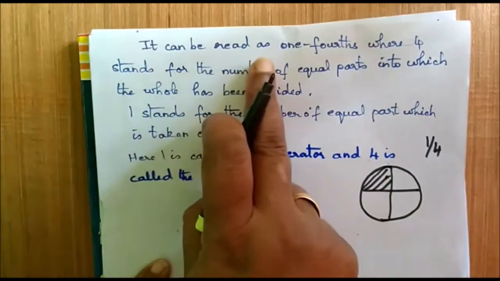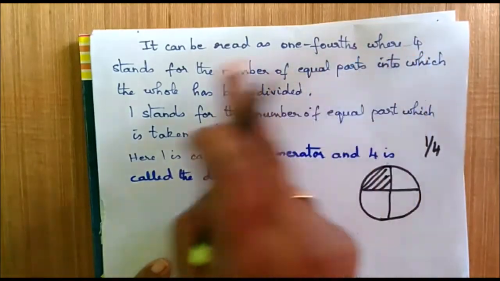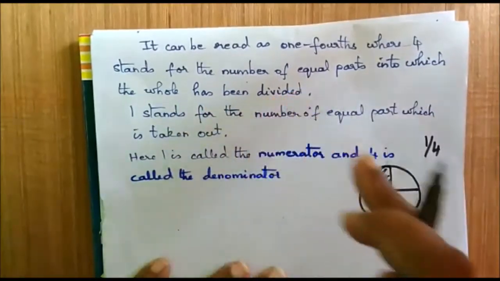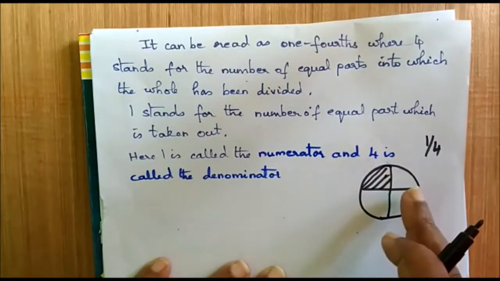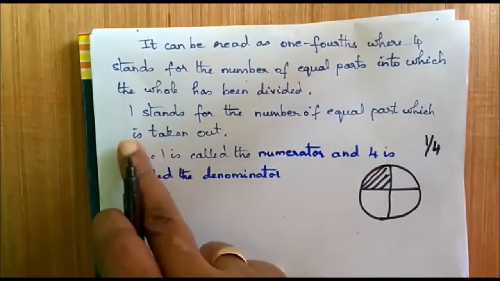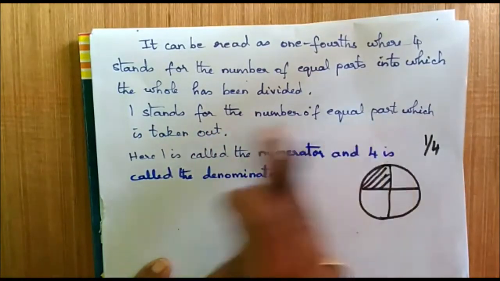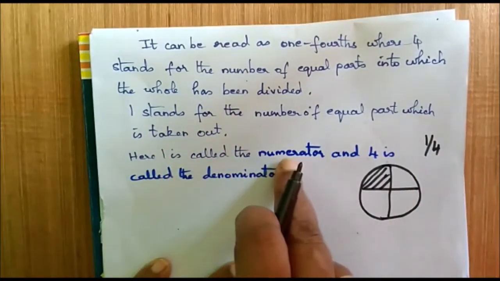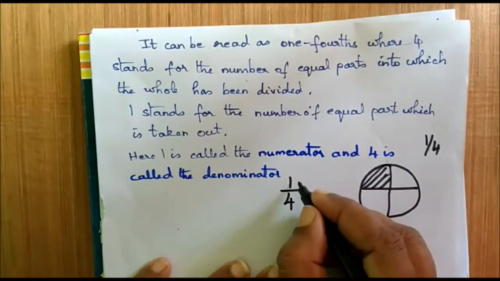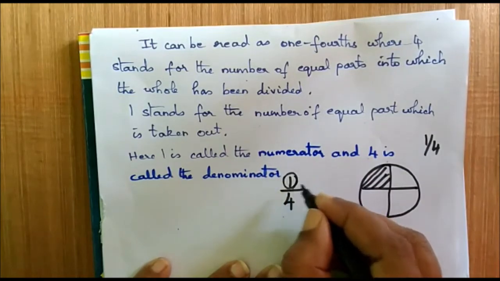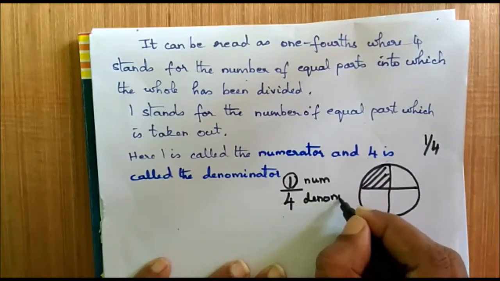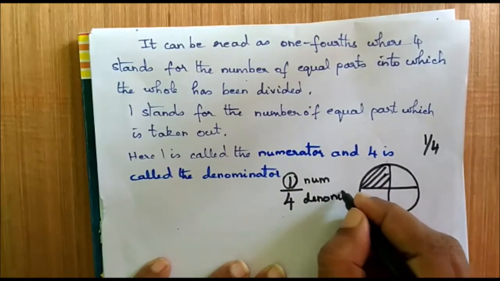Now 1 by 4 can be read as 1/4, where 4 stands for the number of equal parts into which the whole has been divided. The whole circle has been divided into 4 parts, where 4 represents the number of equal parts and 1 stands for the number of equal parts which is taken out. Here 1 is called the numerator and 4 is called the denominator. So when I represent this 1 by 4, my 1 is called as the numerator and 4 is called as the denominator. I hope all of you understood this.